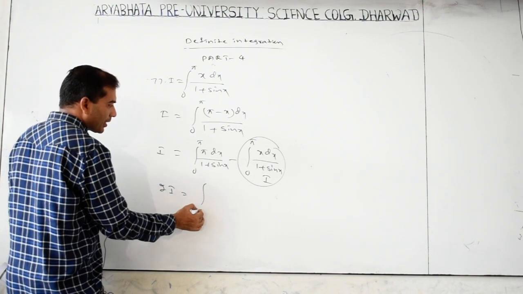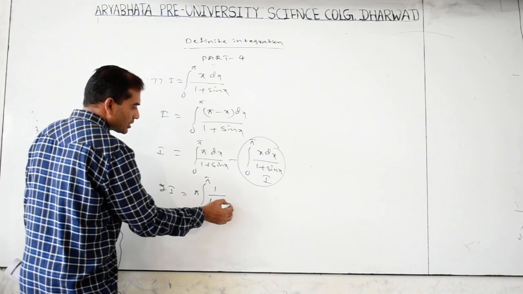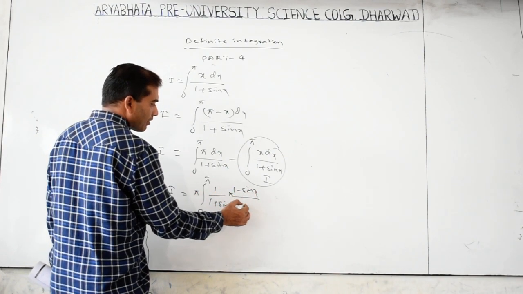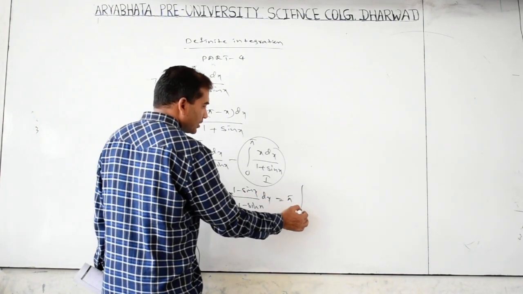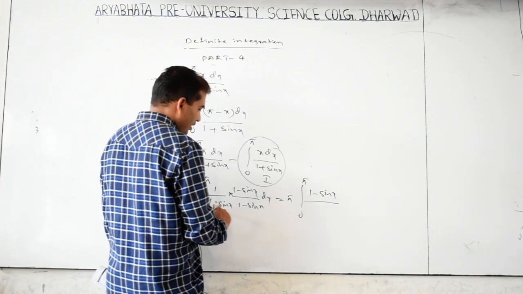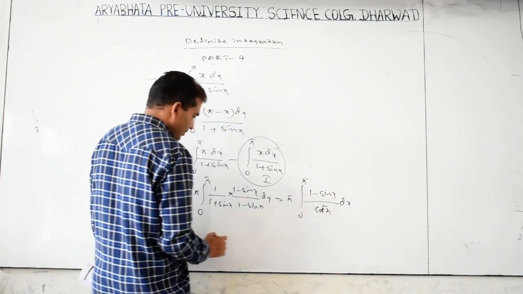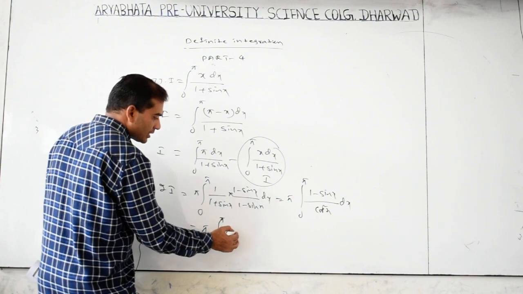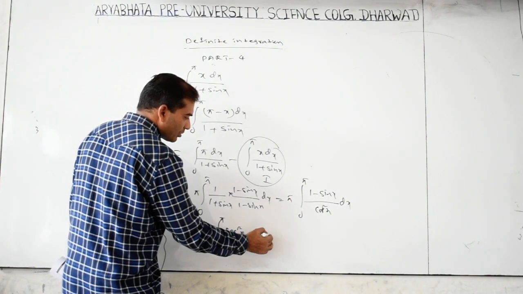These all are important for JEE. Pi into 1 by 1 plus sin x. Finish the question. How to solve this is rationalization. Multiply by 1 minus sin x by 1 minus sin x. You will get pi into 0 to pi, 1 minus sin x by (a plus b) into (a minus b), 1 minus sin square x, cos square x dx. Pi into 0 to pi, 1 by cos square x is secant square x, minus sin x by cos x, secant x into tan x.